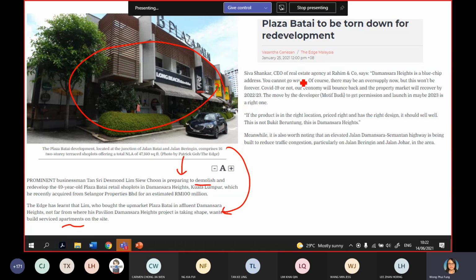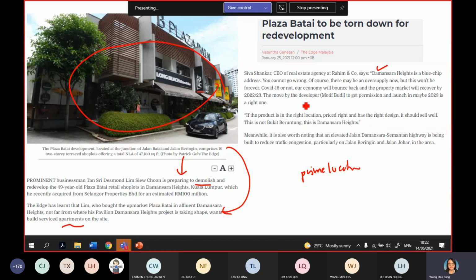Okay, so what does the CEO say? This area, Damansara Heights, is a blue chip address. Blue chip address meaning to say prime location, very, very good location. You cannot go wrong. Of course, now we can see that it's oversupplied, but this won't be forever. COVID or not, our economy will bounce back one day. Okay, and the recovery will be in the next 2 years.